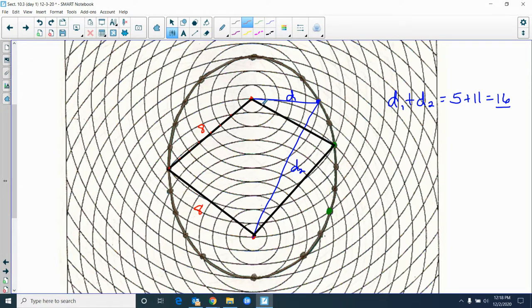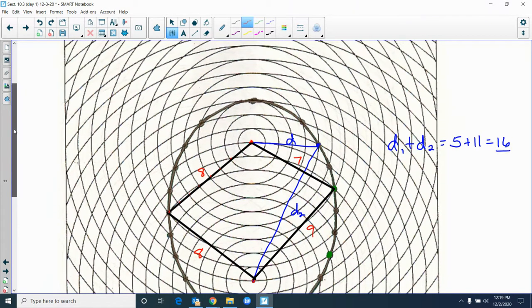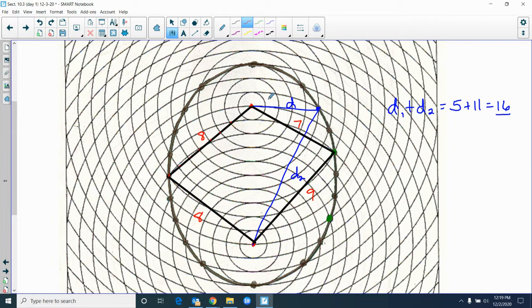If I go back over here, 1, 2, 3, 4, 5, 6, 7, and then 1, 2, 3, 4, 5, 6, 7, 8, 9. It doesn't matter which point; for this ellipse, those two numbers will always add to 16. And these are your two foci. We'll get into a little more on their definition in the next couple of slides.